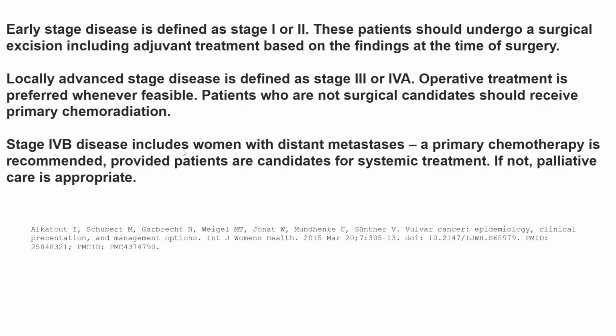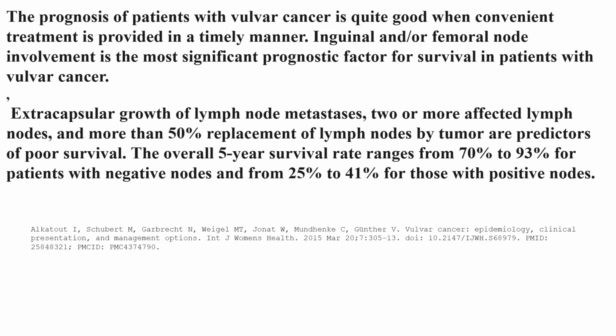Early disease is defined as stage 1 or 2, and the treatment for these patients is surgical excision, including adjuvant treatment based on the findings at the time of surgery. If the lesion is not completely excisable, follow-up adjuvant treatment is necessary. Otherwise, stage 1 or 2 could be managed only with surgical treatment. For locally advanced stage 3, the treatment is operative when it is possible, and they may require chemo or radiation. For stage 4 and extensive disease, the treatment is primary chemotherapy, and systemic treatment and palliative treatment may be the options.